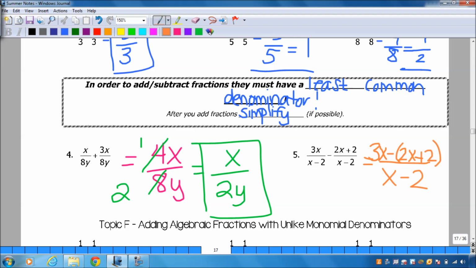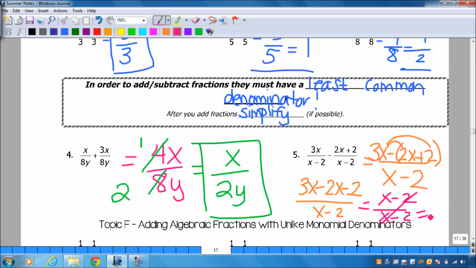Distribute the negative, hopefully you remember distributing that negative. You end up getting 3x minus 2x. This positive 2 becomes a negative 2 all over x minus 2. So you end up getting x minus 2 over x minus 2. They're both the same exact terms, or the same exact factors, so you end up getting 1, because when you divide anything by itself, you always get 1.